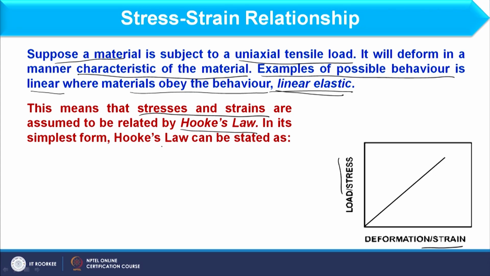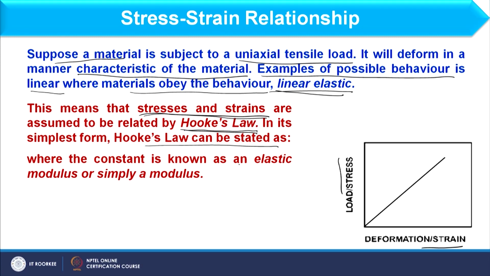So, in the last slide we discussed that each material has certain linearity. Okay, that linearity section may be small or larger, depending on the type of material. But each material has this linearity, which we call linear elastic behavior, as shown in this particular figure, where we have strain and stress and linearity occurs. So, this means that stress and strain are assumed to be related by Hooke's law. In its simplest form, Hooke's law can be stated as follows, where the constant is known as an elastic modulus or simply a modulus.